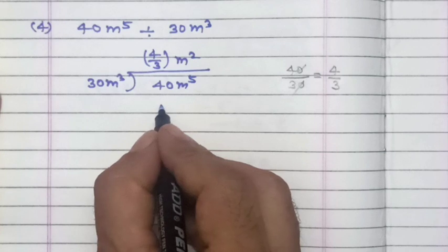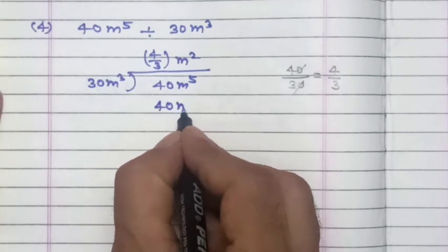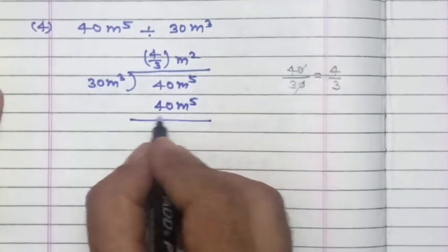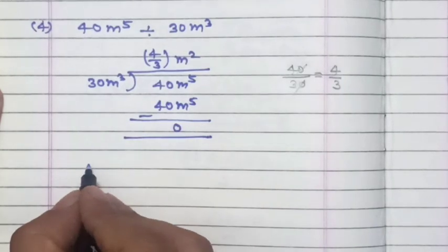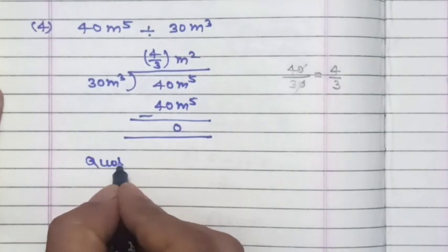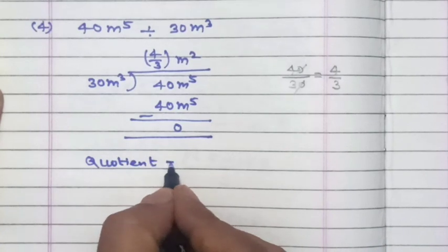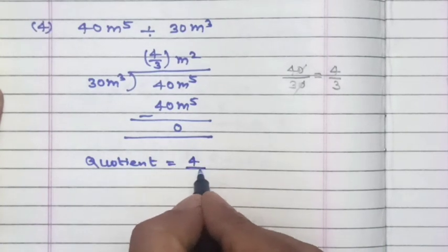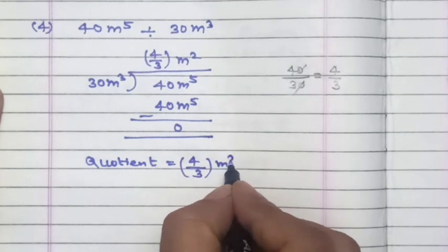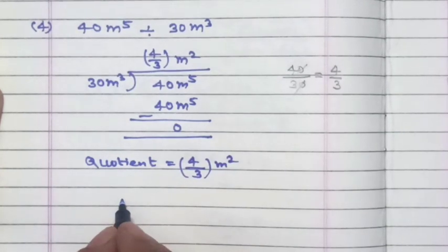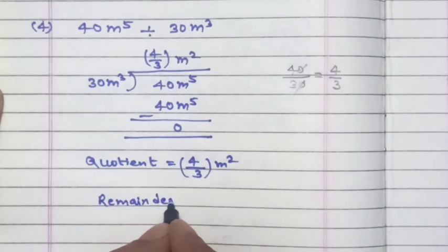So your answer will be here 40m raised 5. When you subtract, you will get 0. Write here quotient. Quotient is equal to 4 by 3 m square, and remainder is once again 0.